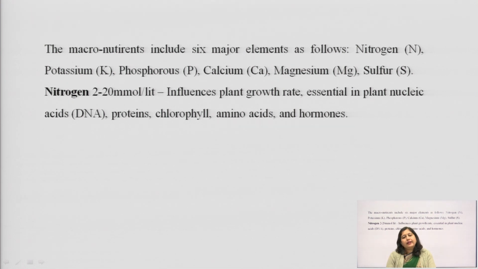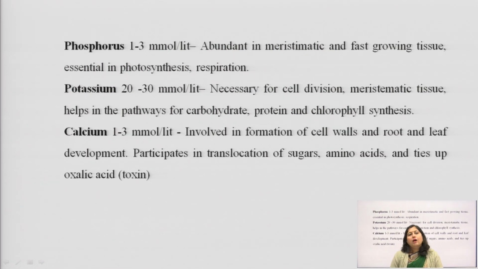Nitrogen is required in the range of 2 to 20 millimole per liter, and it influences plant growth rate, and is essential in plant nucleic acids, proteins, chlorophyll, amino acids and hormones. So, it has a major role at all these places. Phosphorus is required in a concentration of 1 to 3 millimole per liter, and it is abundant in the meristematic tissue, fast growing tissue, and is essential in photosynthesis and respiration as well.